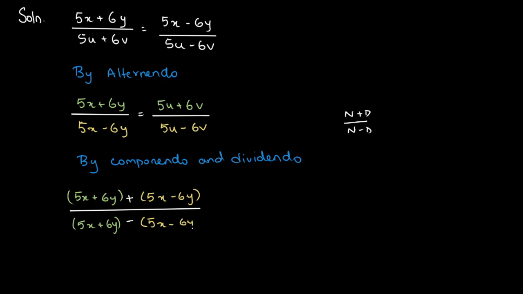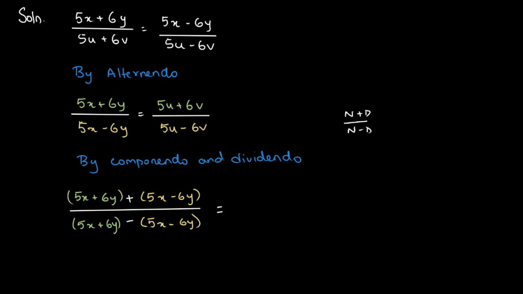minus my denominator, which is 5x minus 6y. Right. Now remember, whenever you're applying any of these properties, they have to be applied to both the sides of the equation. So we need to do that on the right hand side as well. And over here too, if you notice, it is 5u plus 6v upon 5u minus 6v, which is again in the format of n plus d upon n minus d. And to simplify that, the componendo and dividendo rule will be applicable.